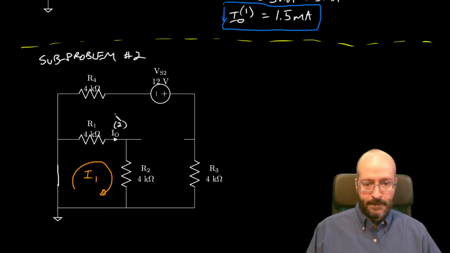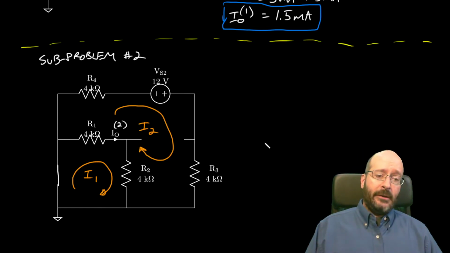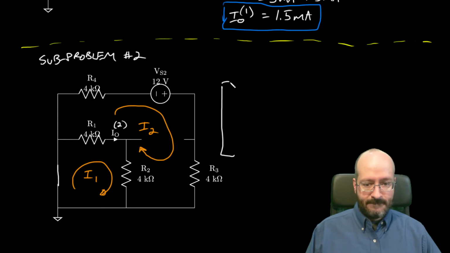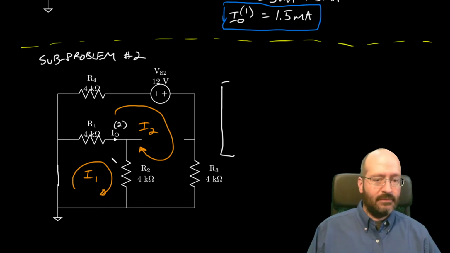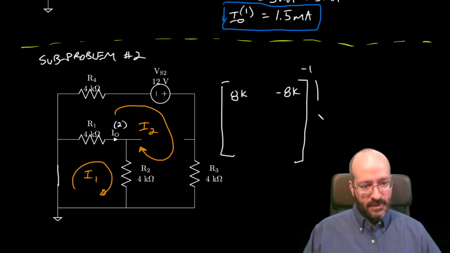I1. I2. All right. 2 by 2 once again. What is I1? And 2 KVLs. There's no current supplies yet. What does I1 touch? It touches a total of 8K. What does it share with I2? It shares a total of 8K. Inverting this. There are no voltage supplies.